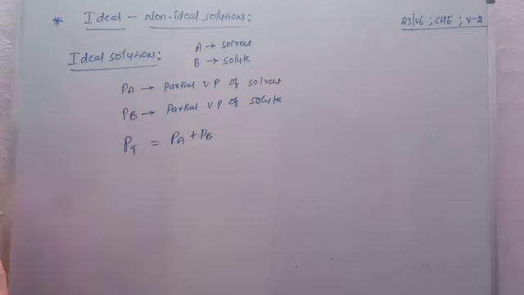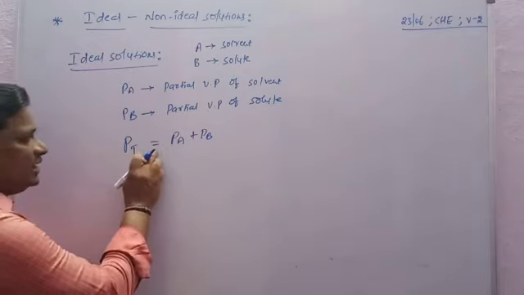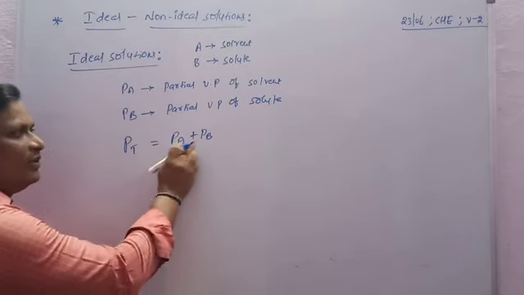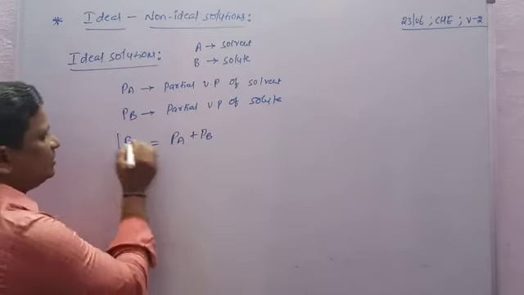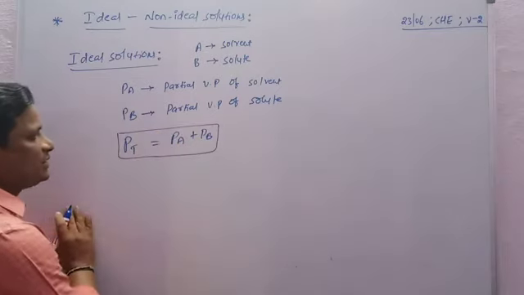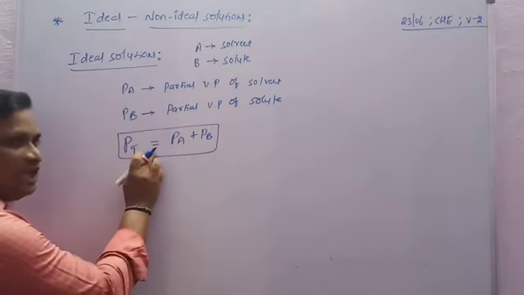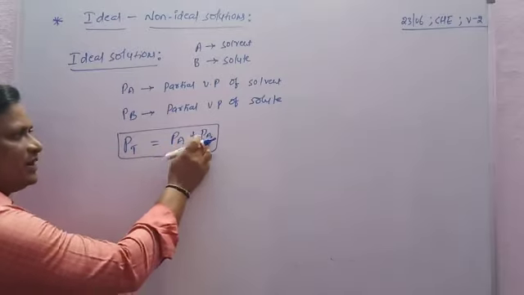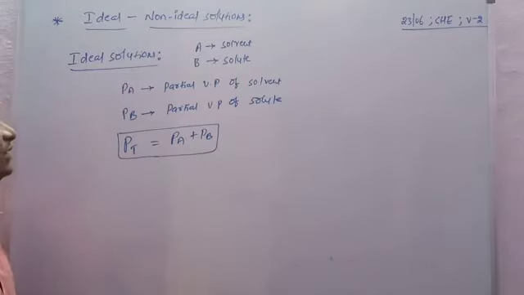What is Dalton's law of partial pressure? For a mixture, the sum of the partial pressures is equal to the total pressure. So total pressure equals the partial pressure of the solvent plus the partial pressure of the solute.